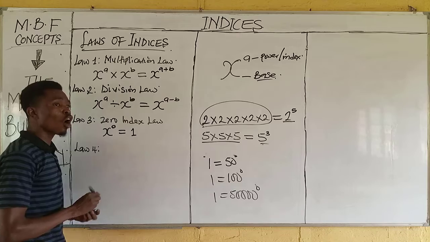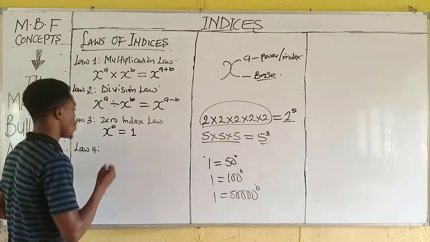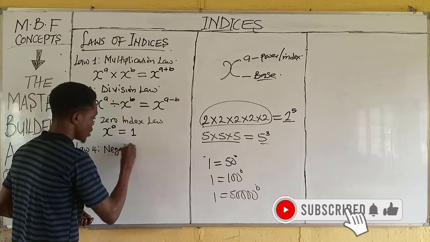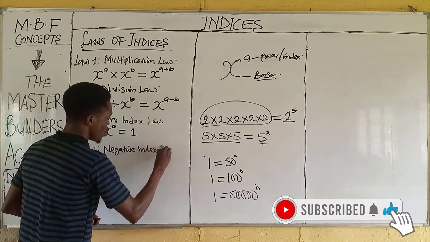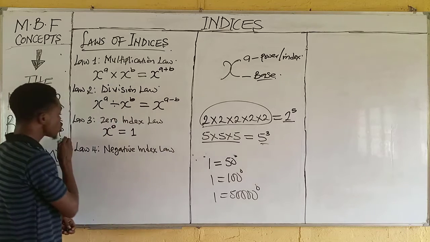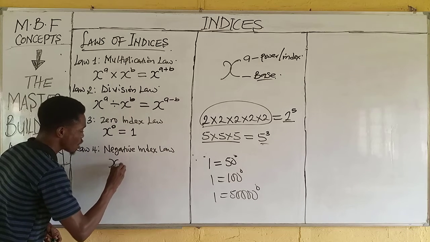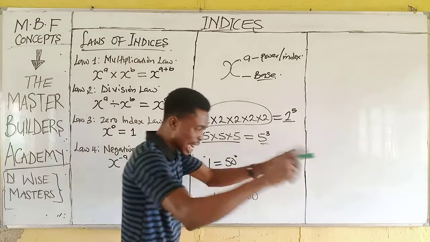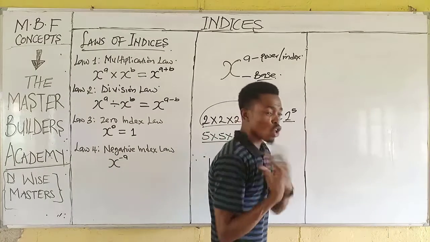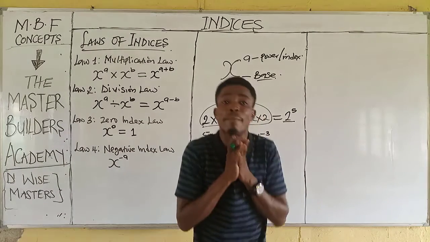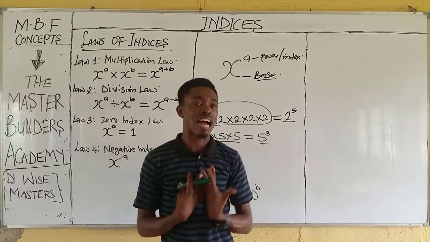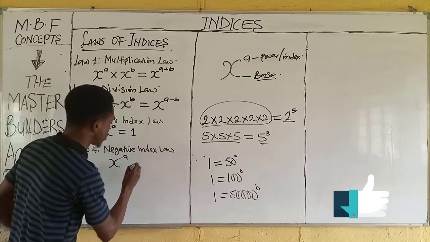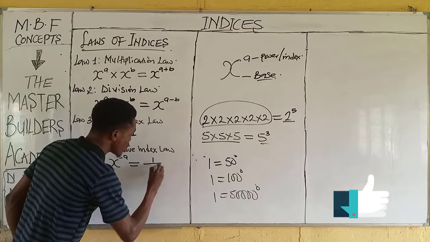Now this law 4 is called negative power law or negative index law. This law is given by x raised to the power minus a. So in this case, you see that the power of the index is negative. This is what this law is all about. When I have an indices question whereby the base I have has a negative power, then I should apply this law. And this law simply says that you take the reciprocal of the base to the same power.